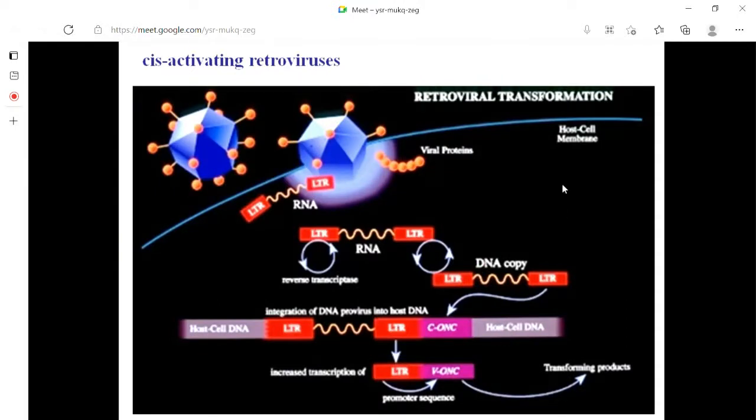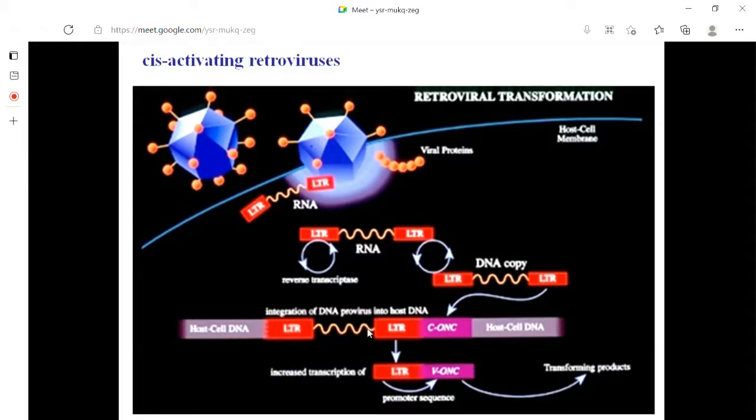Let us try to understand these things in a pictorial diagram here. Suppose this is a retrovirus attaching to the host cell, and then the RNA is converted into a DNA copy with LTR regions, and it is inserted into the host cell chromosome. It has been seen that the cis-activating transforming retroviruses integrate very near to the cellular oncogenes. Again, I'm repeating, the cellular oncogenes are responsible for controlling the cell cycle growth in normal circumstances.